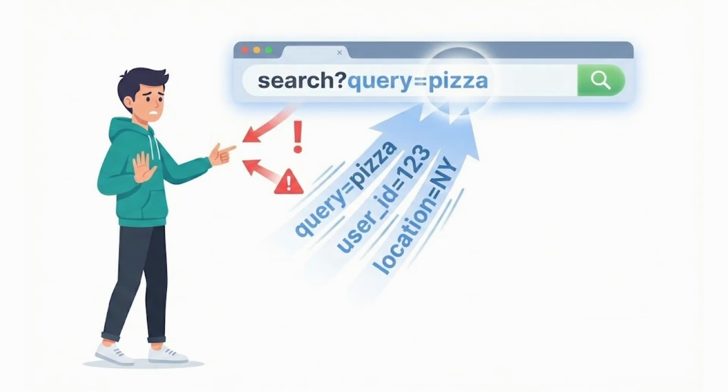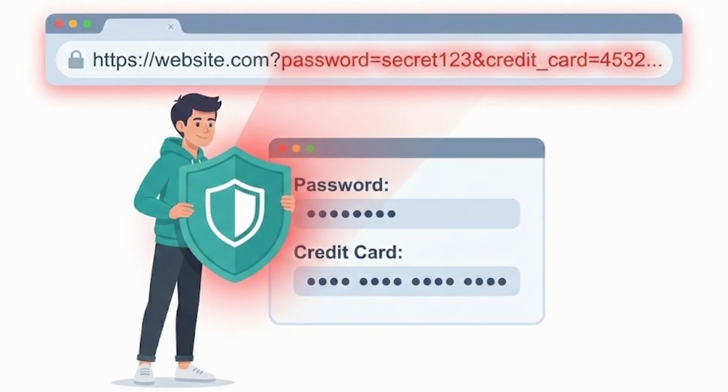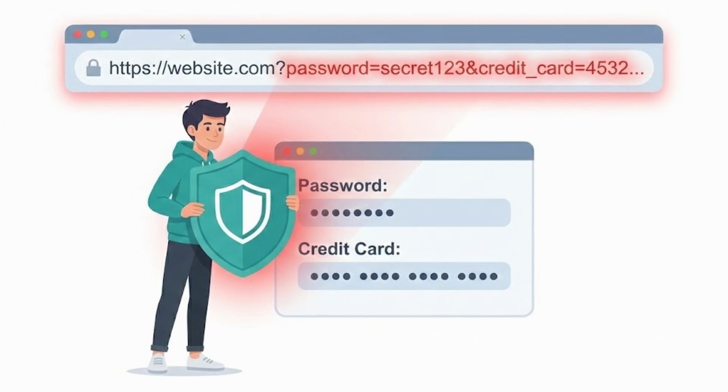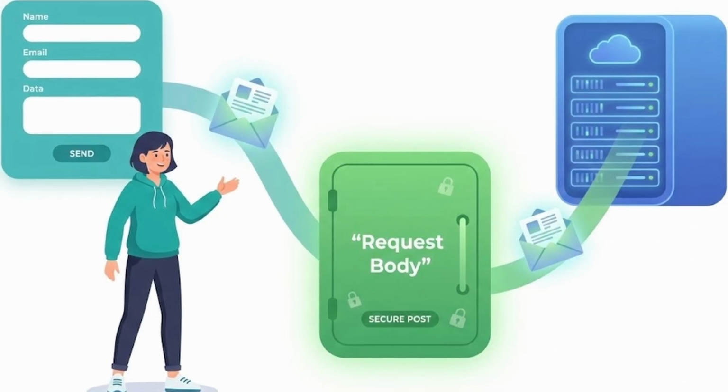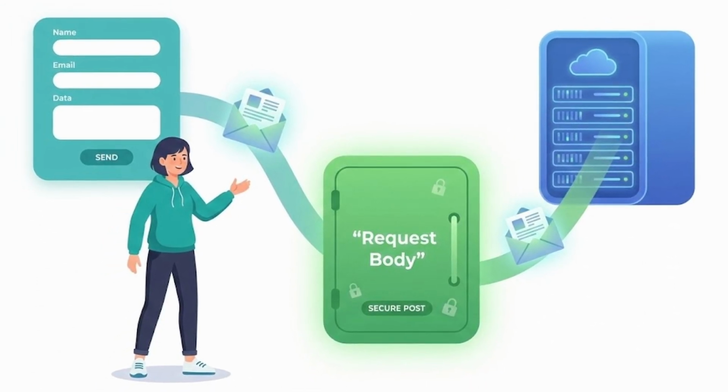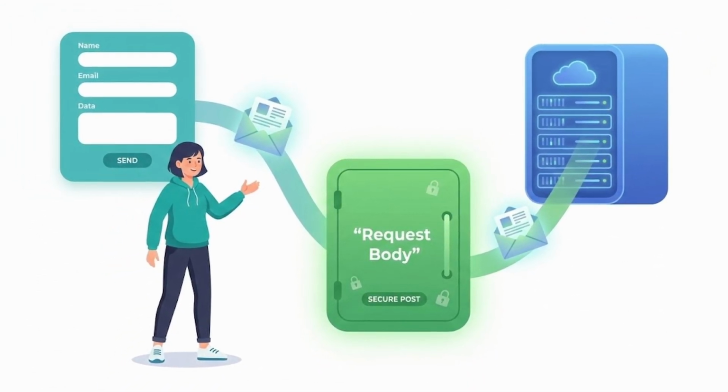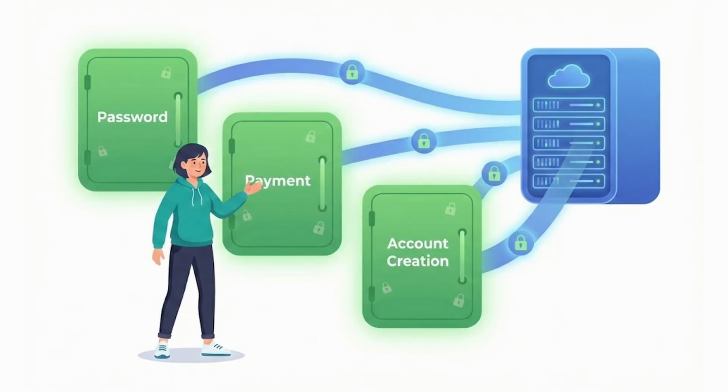The first is get. Get sends data visible in the URL bar. We use this only for searching or fetching things, not to send sensitive data, because if we send sensitive data via get, it will show up in the URL. And then we have post. Post packs the data securely inside the request body. We use this for passwords, payments, or creating a new account. So when we send data via post, it will not show in the URL and it will be sent inside the request body.